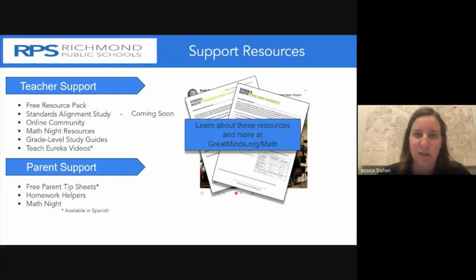And then of course, parents, we can't leave them out. We know we're going to hear, what is this new math? So we want to make sure that we include parent tip sheets and homework helpers.